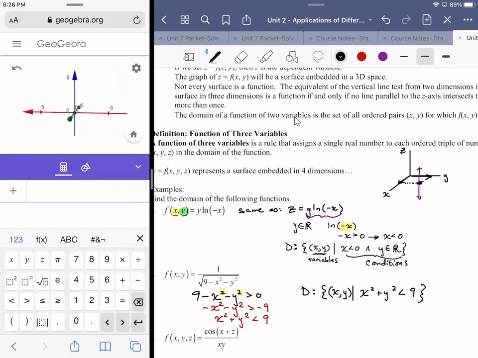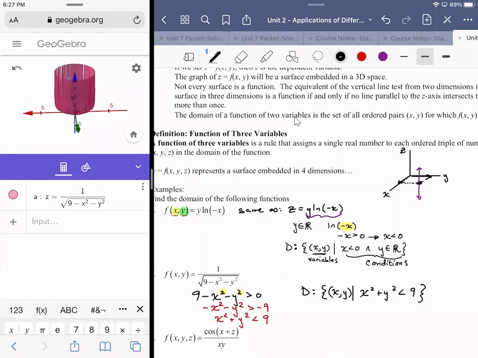So z equals 1 over the square root of 9 minus x squared minus y squared. All right, you look at it at first glance and you say, oh, it definitely seems kind of circular. So that's a win. Now let's do a top-down view.